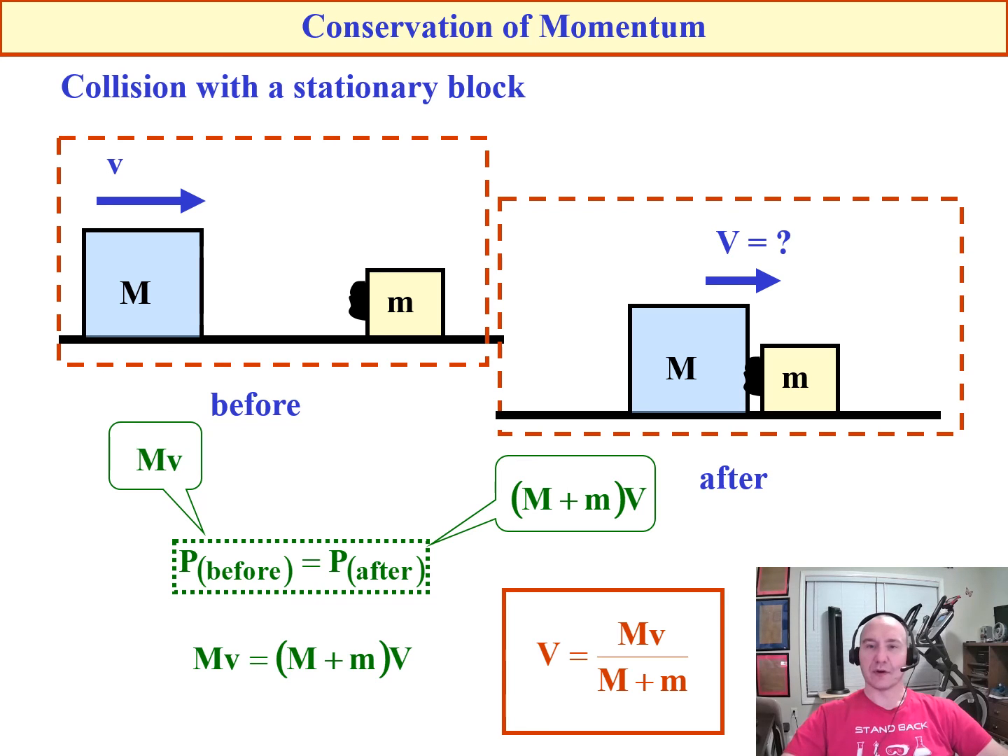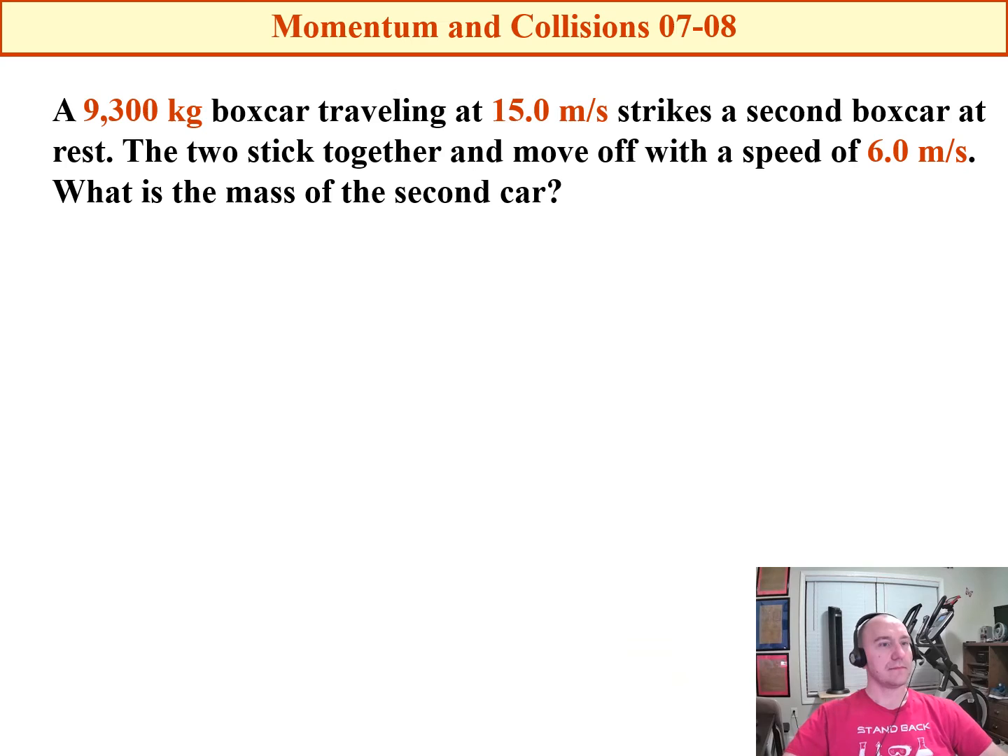All right. Now recognize that this equation basically tells us that the numerator is the total momentum initially, and then we divide by the total mass, and that gives us the velocity. All right, so we got a 9,300 kilogram boxcar traveling at 15 meters per second, strikes a second boxcar at rest, and the two stick together and move off at a speed of 6 meters per second. What's the mass of the second boxcar?